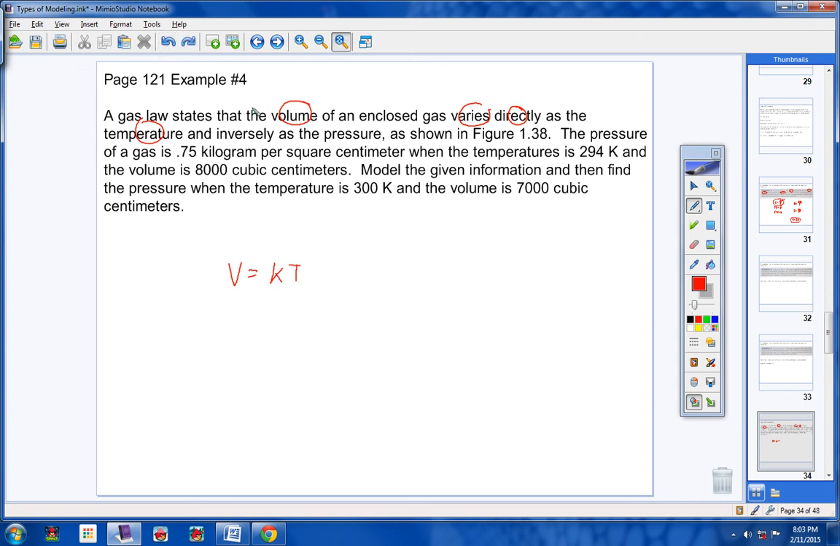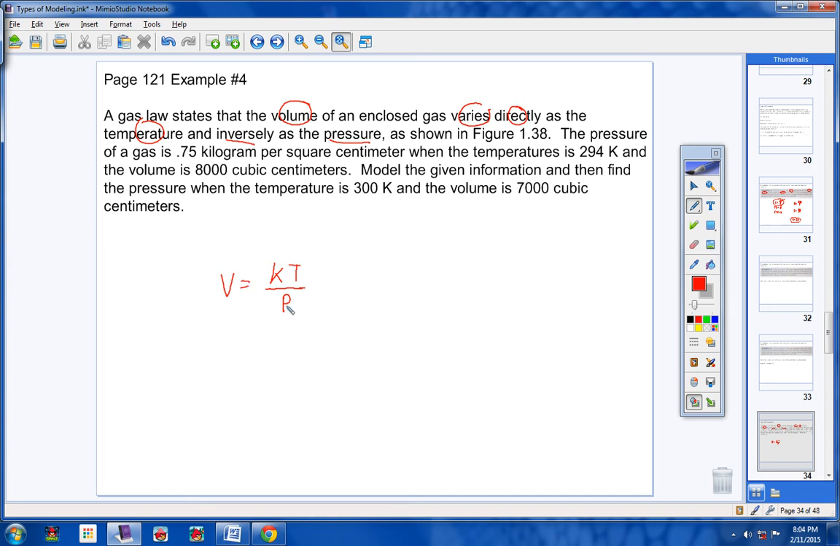Then it says the volume also varies inversely as the pressure. So now I've got to put the P on the bottom because that's what varies inversely means. Think about your models, guys. If it says direct variation, I have that variable right next to K. If it says inversely, then the variable for whatever we're talking about, in this case pressure, would go in the denominator. It's that simple, guys. It is really, really that simple. So the volume varies directly as the temperature and inversely as the pressure.